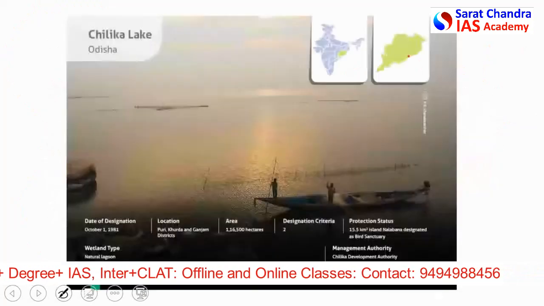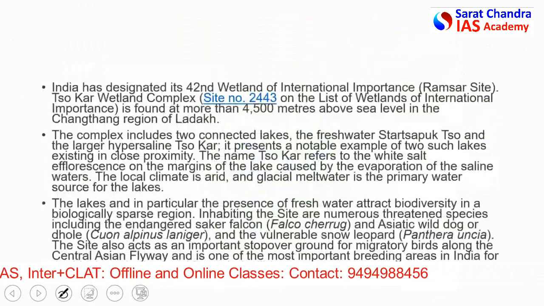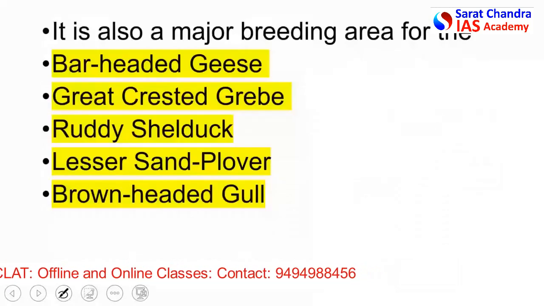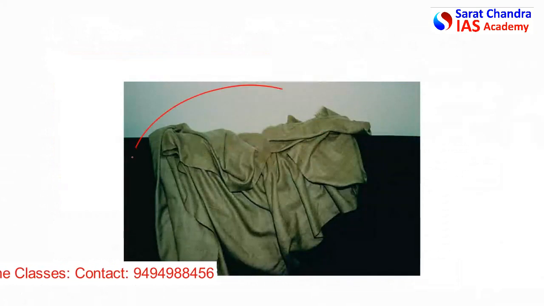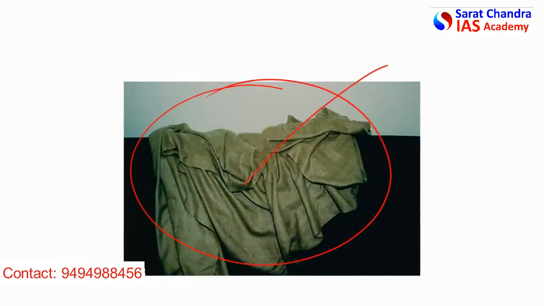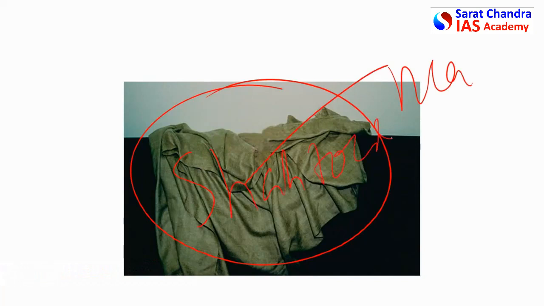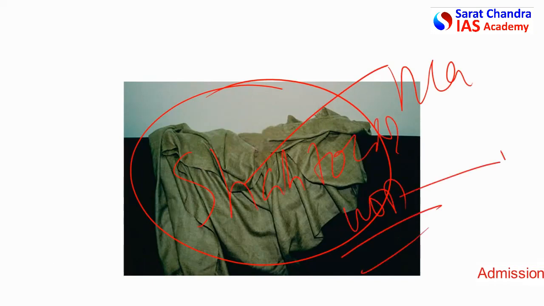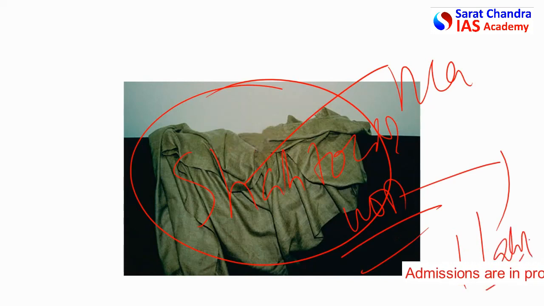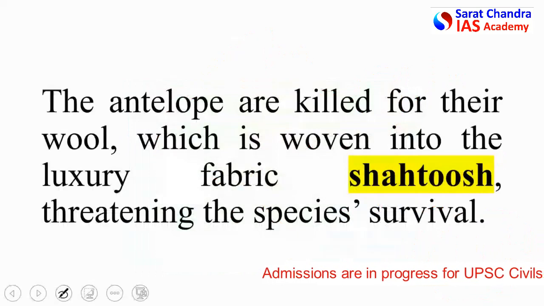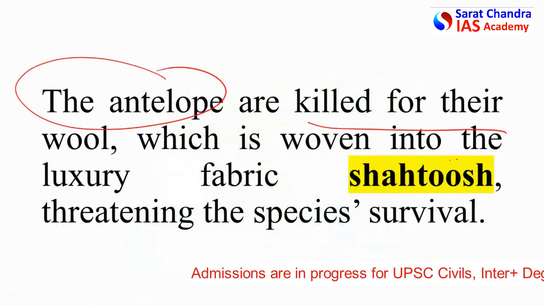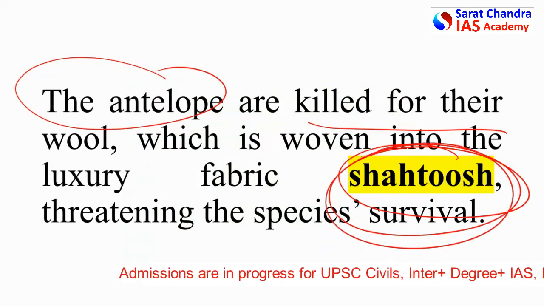People are killing Chiru for one reason. Okay, one second. Let's go back. See, in NCERT also there is something about this. This is called Shahtoosh. Shahtoosh wool is very famous. One meter of the wool costs 1 lakh. Oh my God. People are killing this Chiru for this. So you can write this: this antelope Chiru is being killed for this famous luxury fabric that is called Shahtoosh.